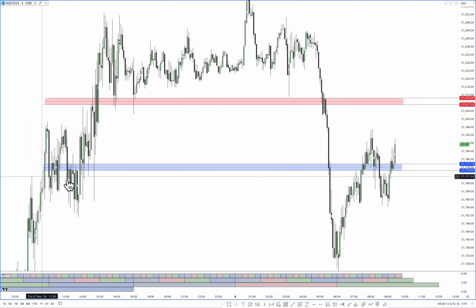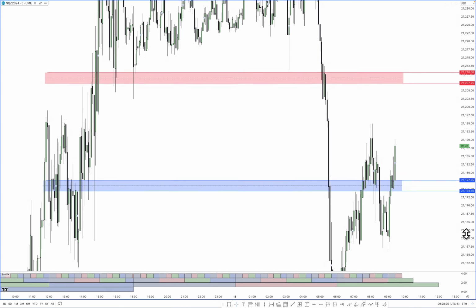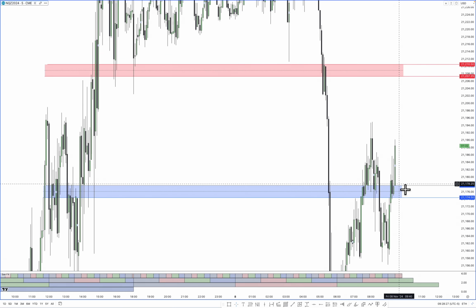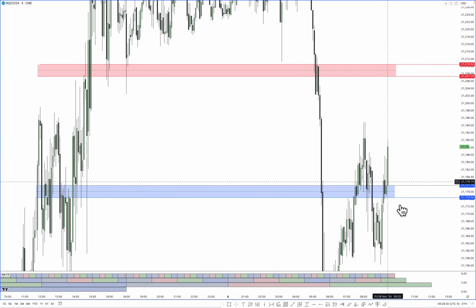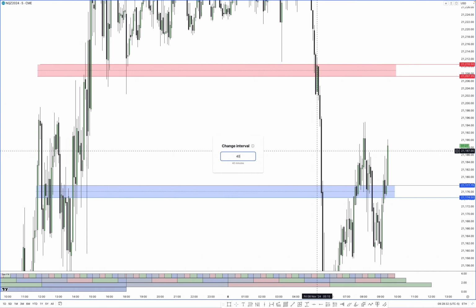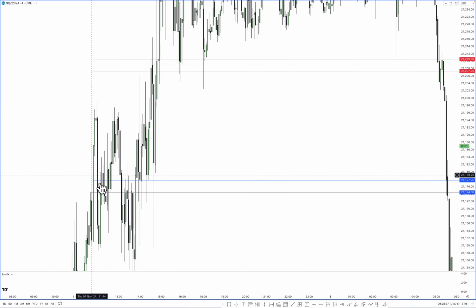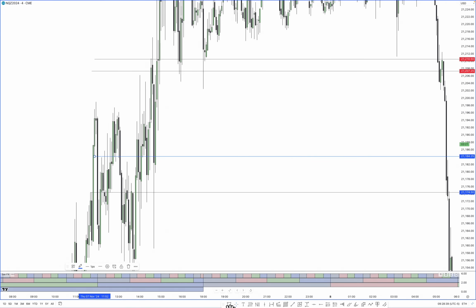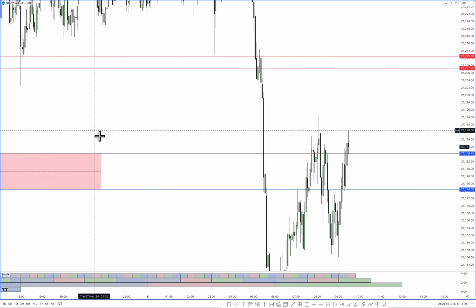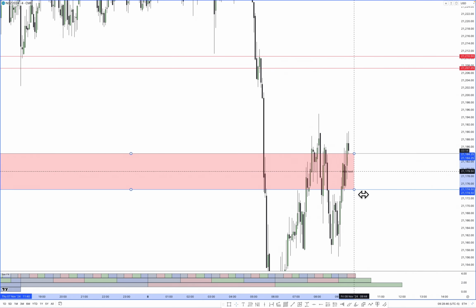Right. See this imbalance right here. If price is gonna push to impulsively drive this higher, right? I feel like if price is gonna go back into it, it's ideally gonna have the highest probability of failing. So I can try to refine this to a lower time frame with still ideal range distance. That makes sense, right?